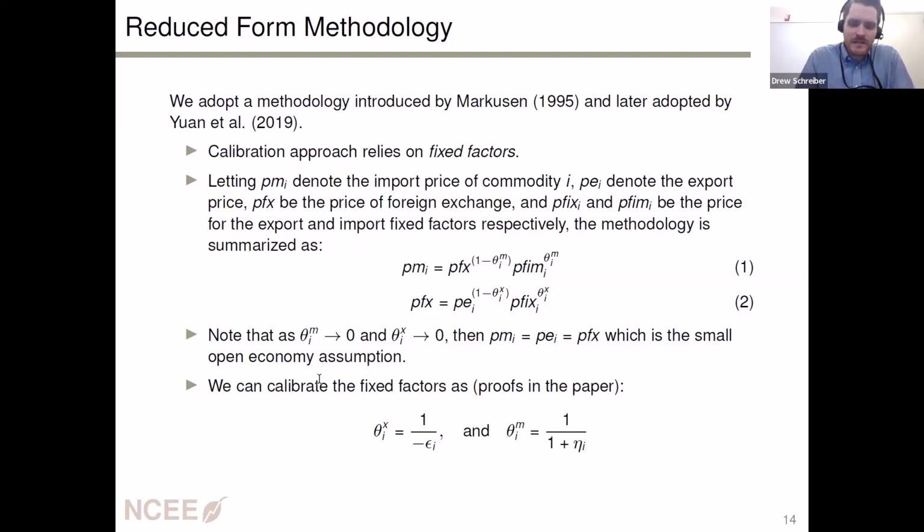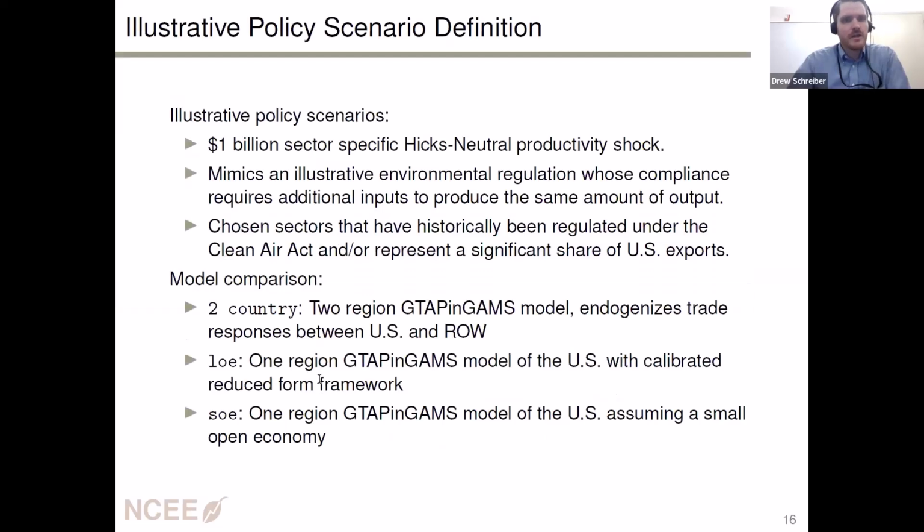And in the paper, we provide proofs for calibrating these thetas, these unknown terms, where theta x sub I equals 1 divided by the negative export demand price elasticity, and theta m is 1 over 1 plus the price elasticity of supply for imports. These equations would change if you changed the assumption on sigma, but this is what works for a Cobb-Douglas function.